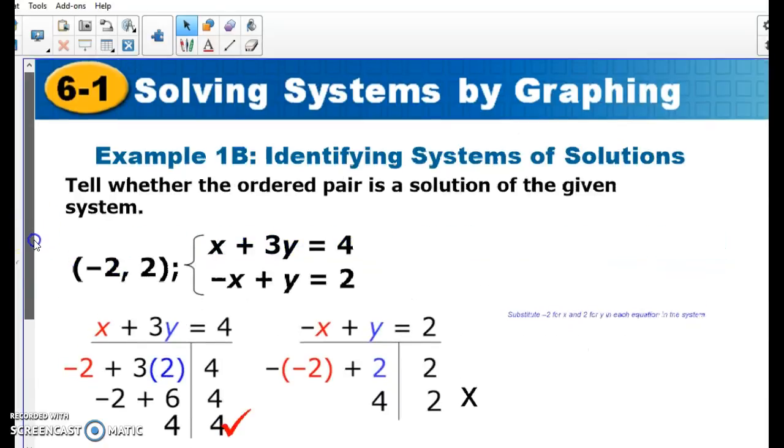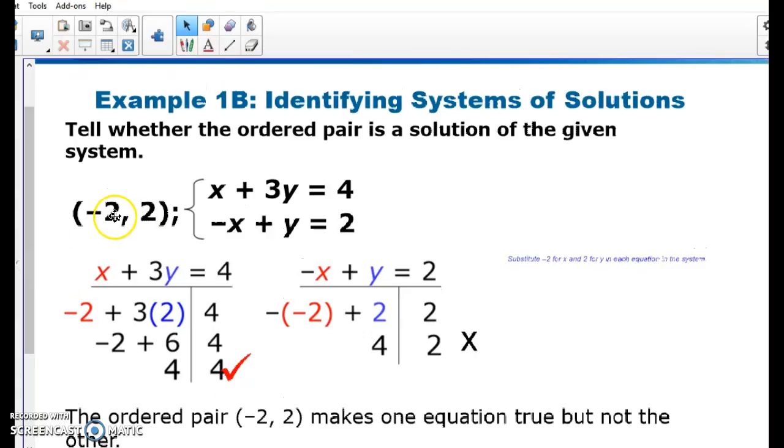Okay, so the first part of the homework is going to ask you, is (-2, 2) a solution for these two problems? You would just plug in -2 for x, 2 for y, and see if it's true. The work's already kind of done for us down here. So instead of x plus 3y equals 4, my x is -2, my y is 2, so I have -2 plus 3 times 2, and hopefully it equals 4. 3 times 2 is 6, -2 plus 6 is 4, 4 equals 4, so it works for the first one. Now let's try the second one.